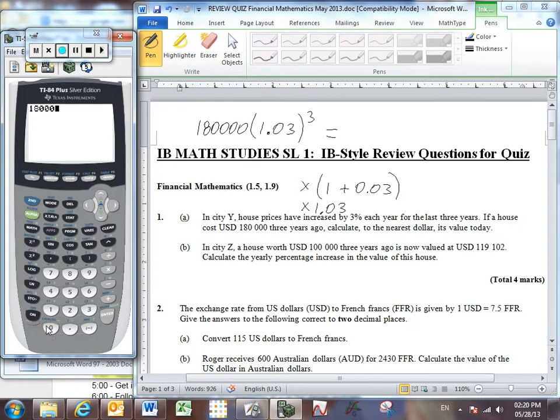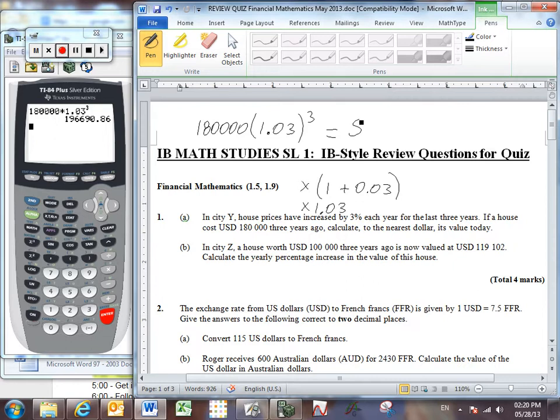180,000 multiplied by 1.03, that's the growth by 3%, to the power of 3 to represent that 3 years have passed. And we get to the nearest dollar, 196,691.